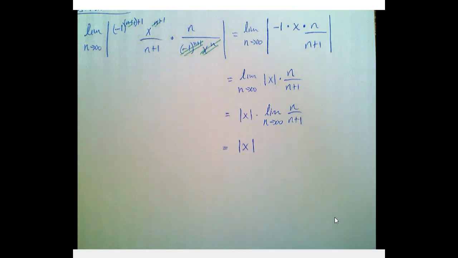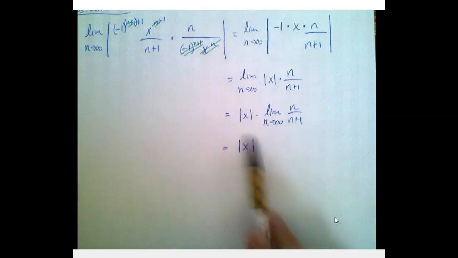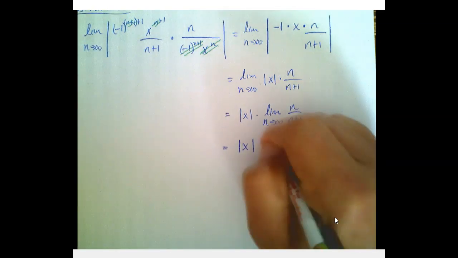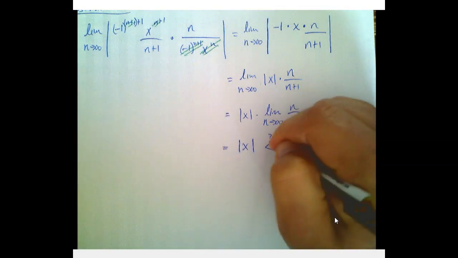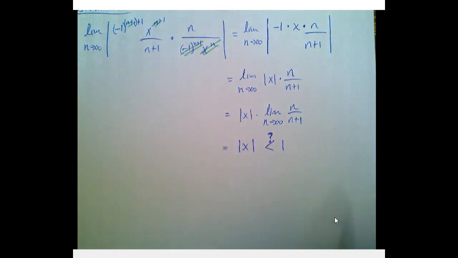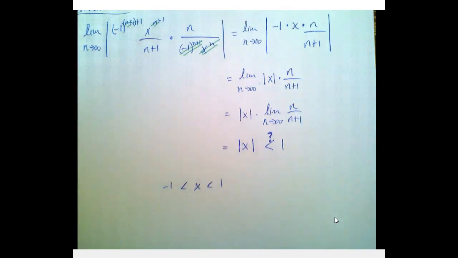So, by the ratio test, we want this quantity to be less than 1. So for what values of x is this strictly less than 1, not equal to, right? If it's equal to, then it's inconclusive. So we ask ourselves, for what values of x is this less than 1? Well, x would have to be in between negative 1 and 1, right?